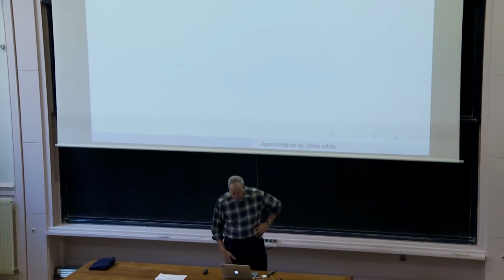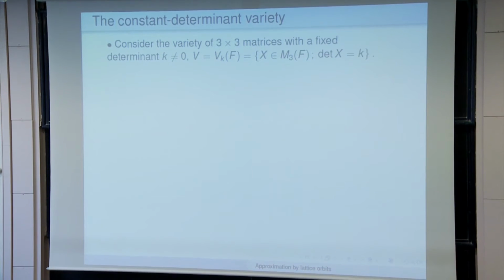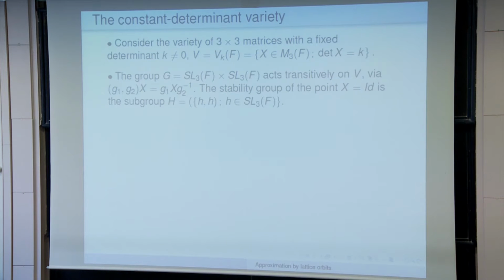Okay, so one more example, which is also very classical. So it's the constant determinant variety. So we consider the variety of 3 by 3 matrices with a fixed determinant, non-zero. So V_K(F) is X in M3(F), such that the determinant of X equals K. And here we're going to look now at the group G equals SL3(F) times SL3(F) acting transitively on V via the usual action (g1, g2)X is g1 X g2 inverse.